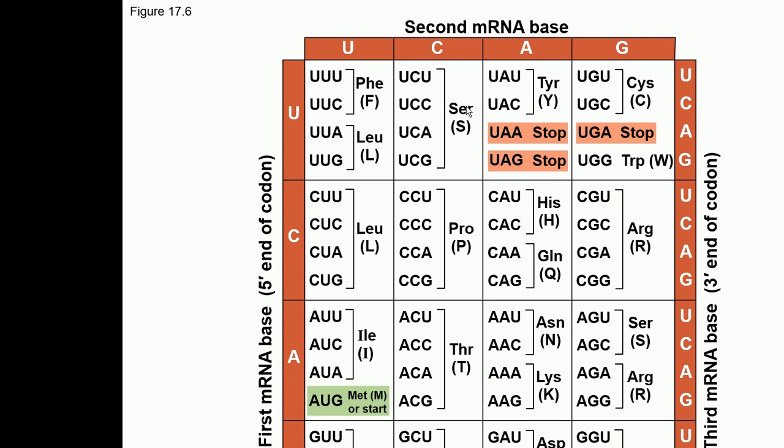And there is another codon called AUG. AUG is a start codon. Wherever this codon is, it's a signal for the translation machinery to start translation. AUG also codes for an amino acid called methionine, which means the first amino acid is usually methionine.